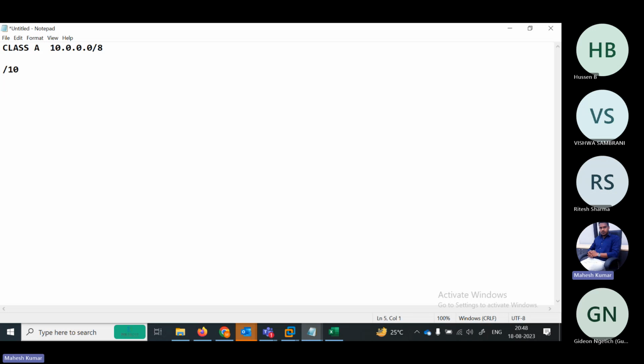Before that, the default subnet mask for class A is 255.0.0.0, right? If we are going to subnet with this /10, what will be the new subnet? First step, convert this subnet mask into binary.